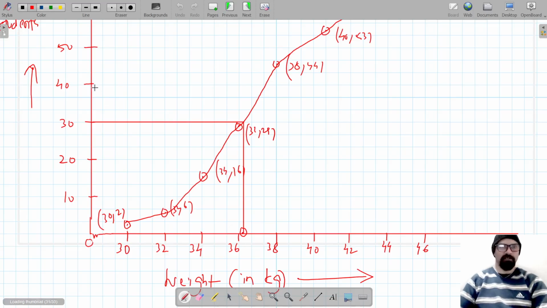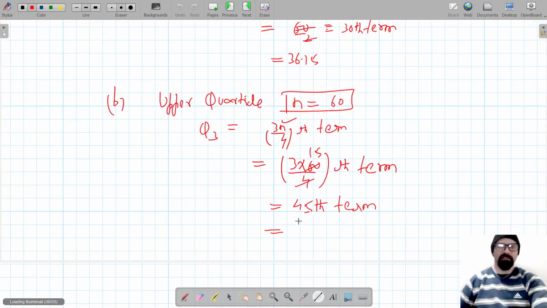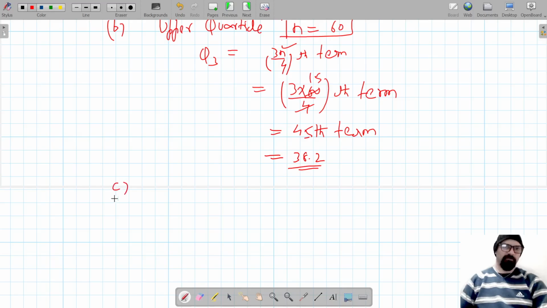Let's take 45 here, and draw a perpendicular line from 45 and take it to the x-axis. The term comes out to be somewhat 0.2 greater than 38. So this is, let's say, 38.2 approximately.